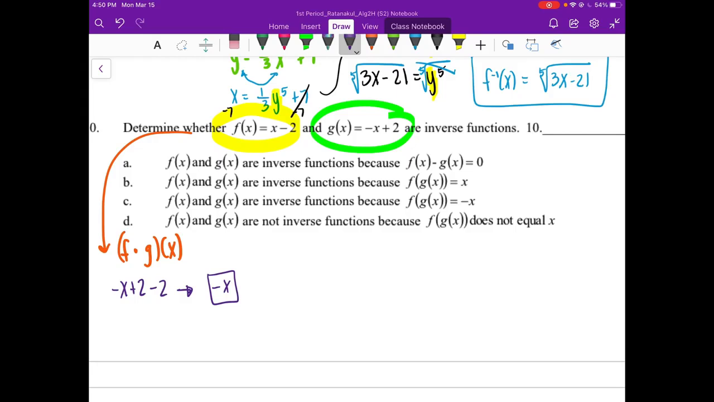In order for functions to be inverses of each other, they need to simplify to just x. So these would not be inverses. Our answer here is going to be letter D: not inverse functions, because it does not equal x.